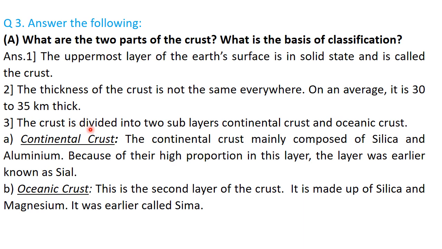Third, the crust is divided into 2 sublayers, continental crust and oceanic crust. A. Continental crust. The continental crust is mainly composed of silica and aluminium. Because of their high proportion in this layer, the layer was earlier known as Sial. B. Oceanic crust. This is the second layer of the crust. It is made up of silica and magnesium. It was earlier called Sima.